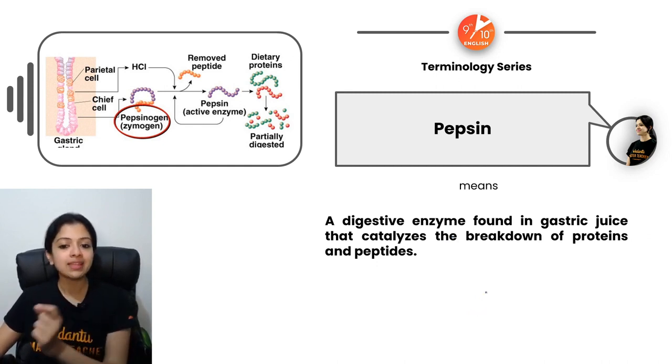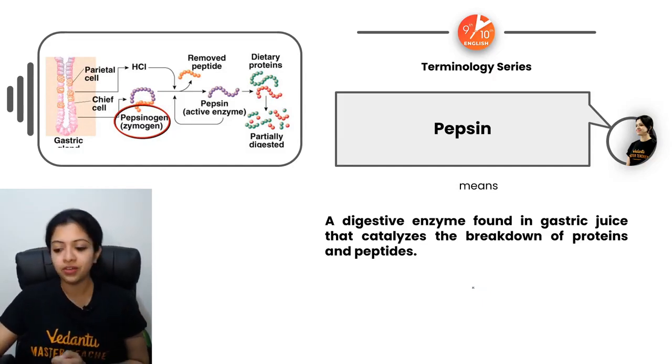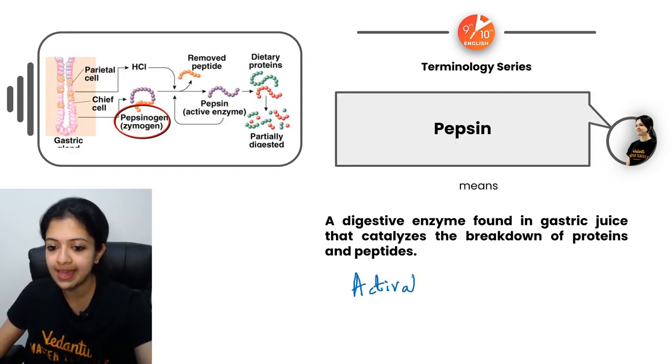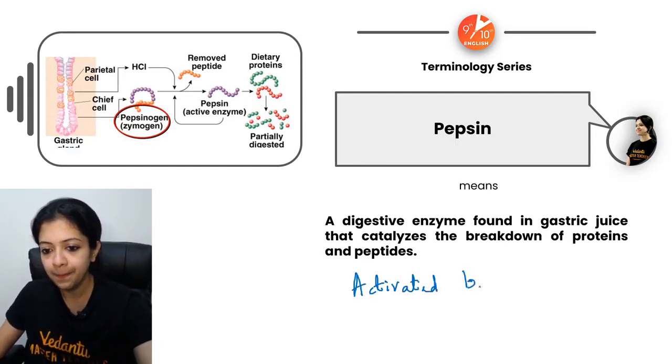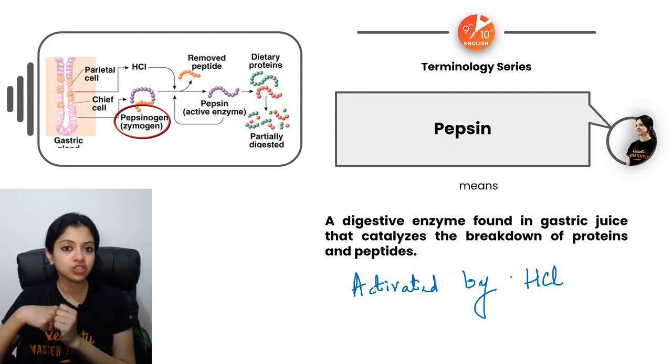Okay, children. So breakdown of proteins and peptides is catalyzed by pepsin. All right, and pepsin gets activated by HCl because it provides a low pH, and pepsin gets activated when the pH is low.